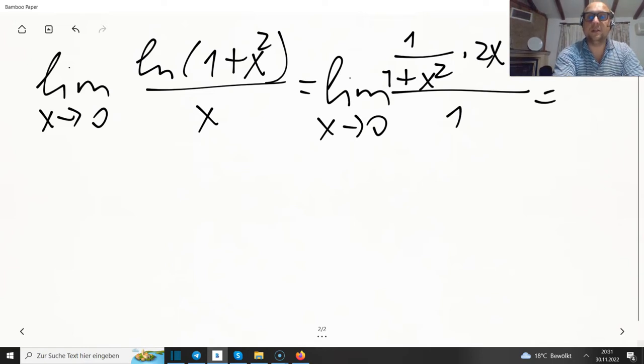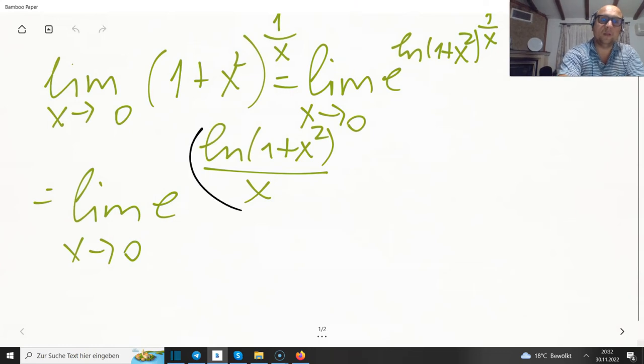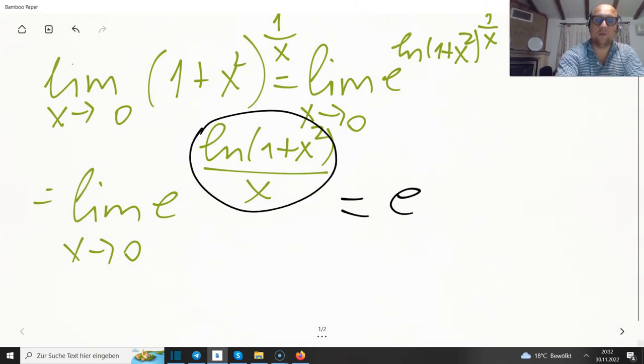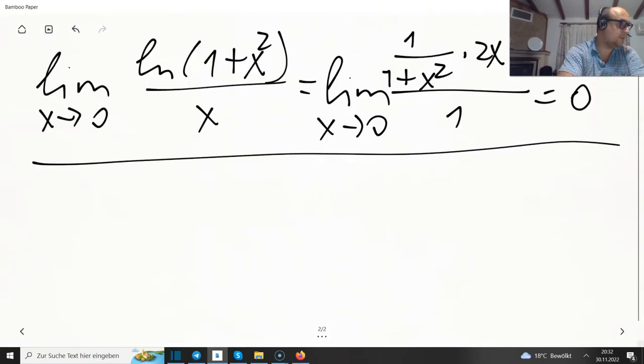So the result in this case is 0, which means the speed at which ln of 1 plus x squared approaches 0 is greater than the speed at which x is approaching 0. So it's kind of steeper, faster, and so on. So we get the power equalizing 0. So it's e to the power of 0, which is 1. Limit number 1 for tonight is done. Let's see how many more I'm going to make.